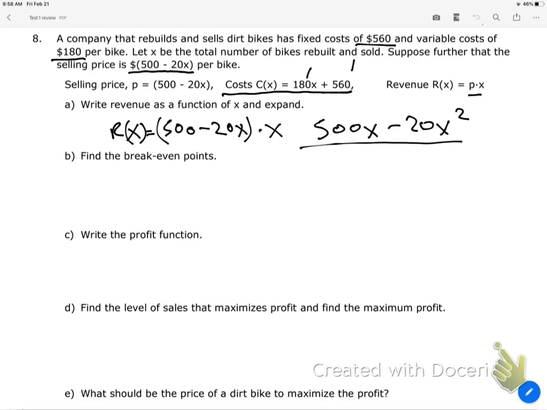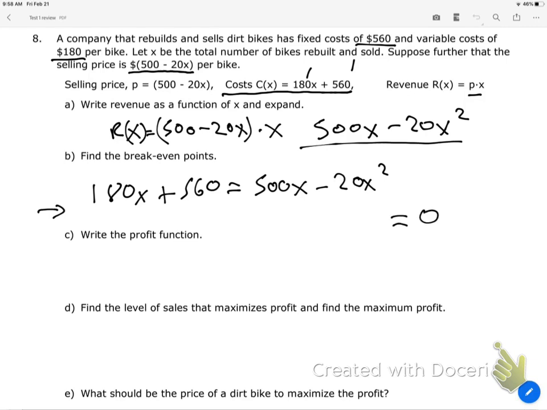Now, the break-even point is when costs equal revenue. When costs equal revenue. So what we're going to do, I'm going to put everything onto this side. I'm going to rearrange everything, want everything equal to 0. So I will have 20x squared. Of course, I'm going to add that to both sides. If I take away the 500x, I'll have negative 320x, and I've still got the 560 as well. There's my equation.